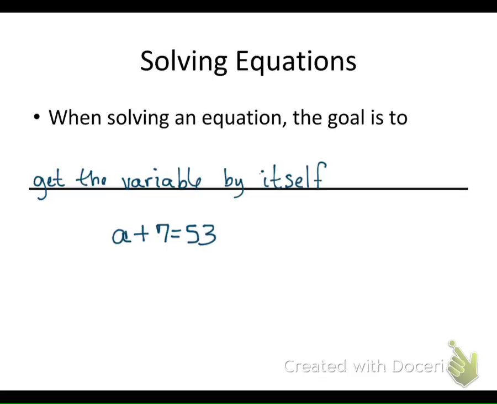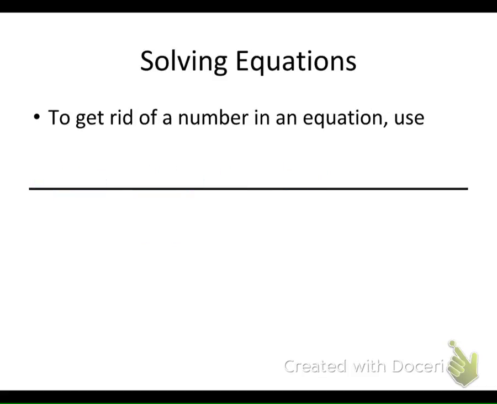Now, if you look down at the third point on your notes, it says: to get rid of a number in an equation, use. When I asked what we're going to do first, she said we're going to subtract 7. We had a plus 7, and in order to get rid of that plus 7, we subtract 7. What's that called when you do the opposite of the operation? It's 2 words. Inverse operation. Awesome job.